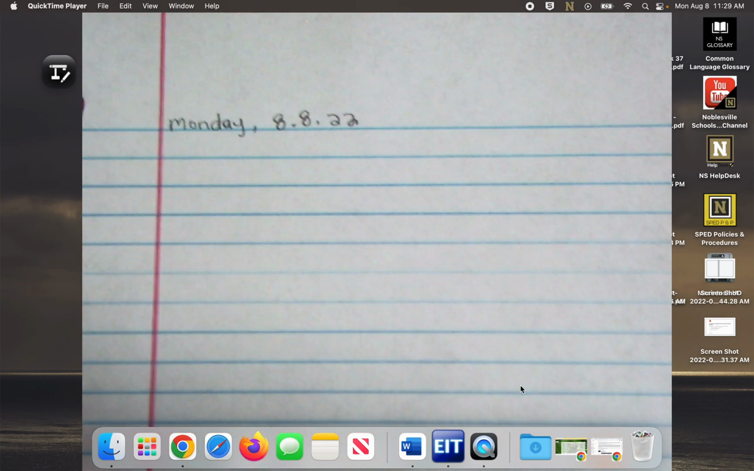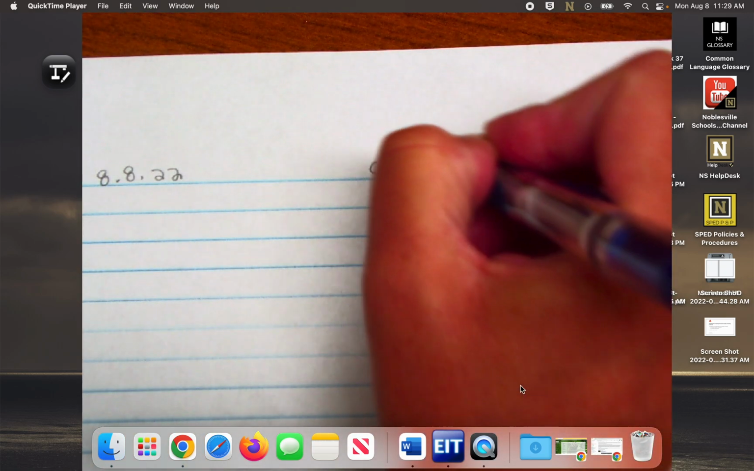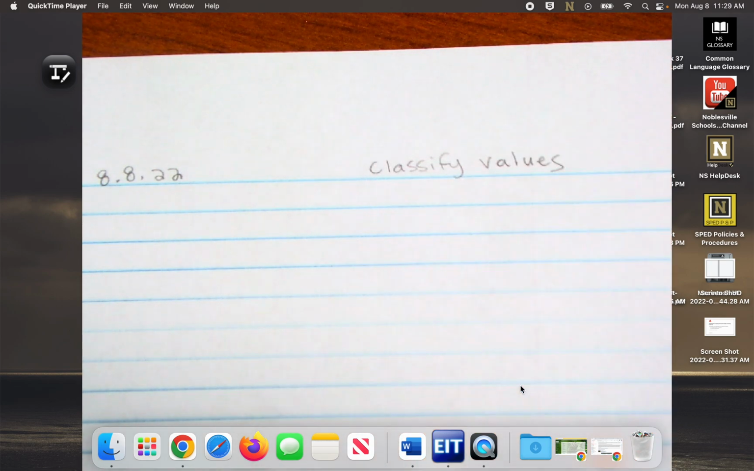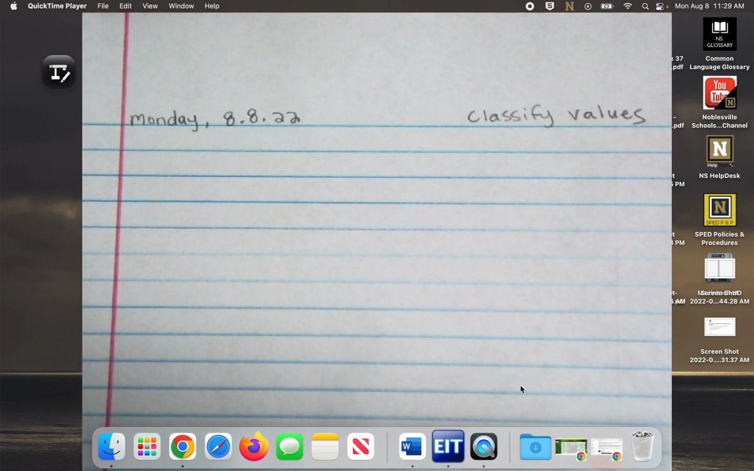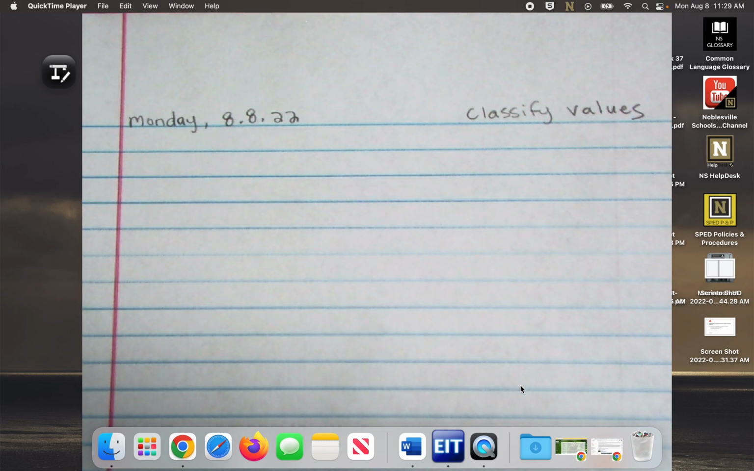On the top right corner, we put our topic, which today is classifying values. Everybody with me so far? Yep, pretty straightforward. So we have the date, and then we have classifying values. Tomorrow we'll make our table of contents.